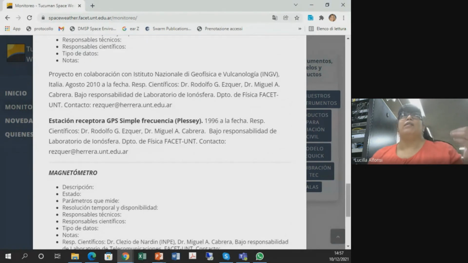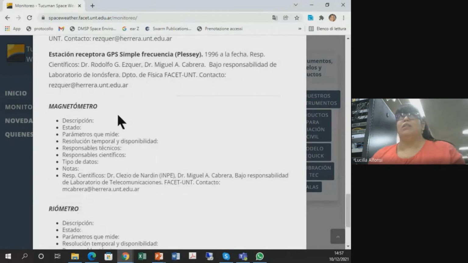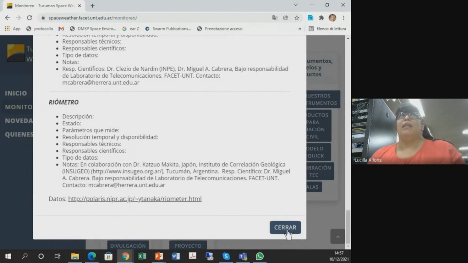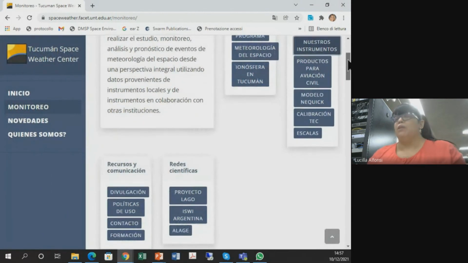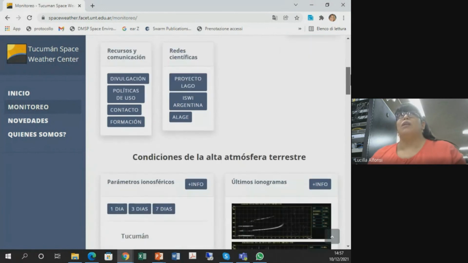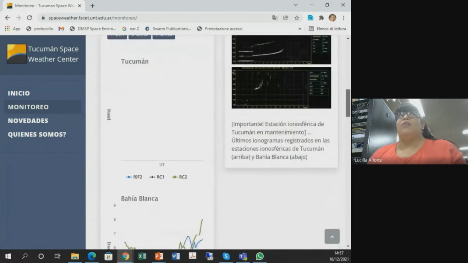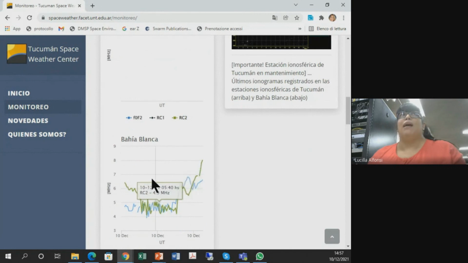We have an old system also to work with, and we have a magnetometer and a radiometer. So we have a lot of instrumentation to work with. But this is a beta version of our portal because we're working very hard. We have just two years working on this. The ionosonde in Tucumán is going to be running today. It was in maintenance, and we are also running data from Bahía Blanca.